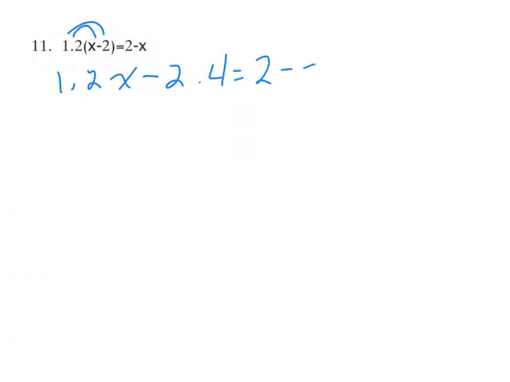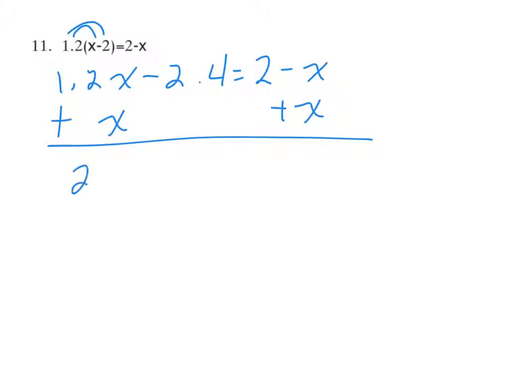Copy down the right side because I don't have anything to distribute there. So I want to get my variable on one side. I'm going to add x to both sides. So 1.2x plus 1x would be 2.2x. Copy down the minus 2.4 equals 2, because negative x plus x is no x.